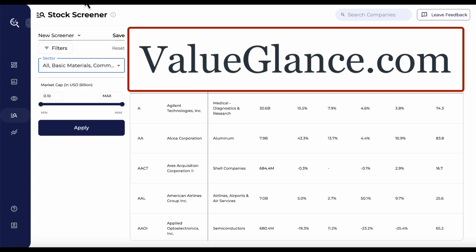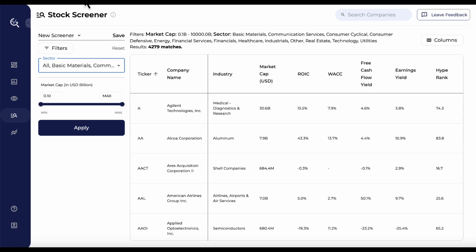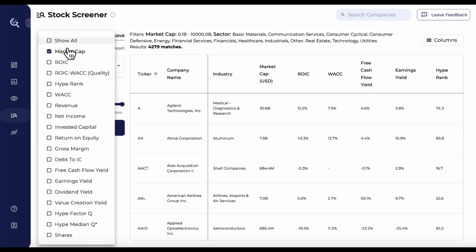Let's see how to find winning stocks. So here we are at valueglance.com looking at the stock screener feature. Now if we want to customize, we can click on filters and we'll see a range of quality, value, and growth metrics that we can use to narrow down the universe of stocks.